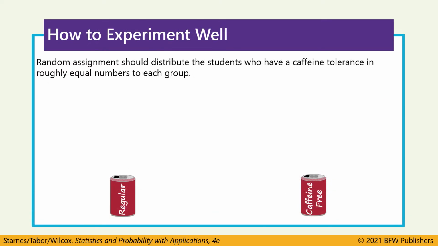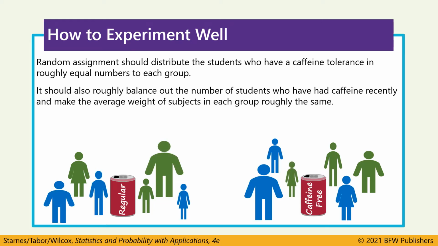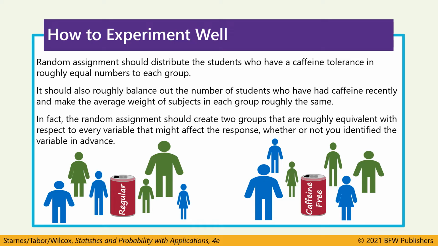By randomizing the assignment of treatments, it should distribute students who have a high caffeine tolerance into roughly the same numbers in each group. And for students with low caffeine tolerance, they'll also be distributed roughly equivalently across the treatment and control groups. So the purpose of randomly assigning treatments to subjects is to create two groups that are about the same with respect to every variable that might affect the response, not just caffeine tolerance, but really anything that may affect their pulse rates.